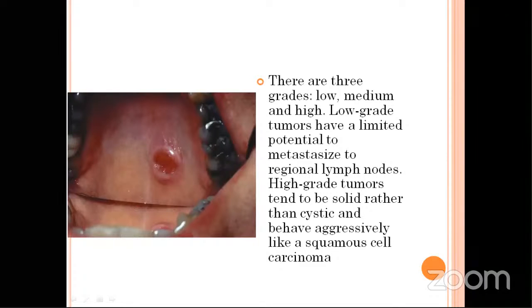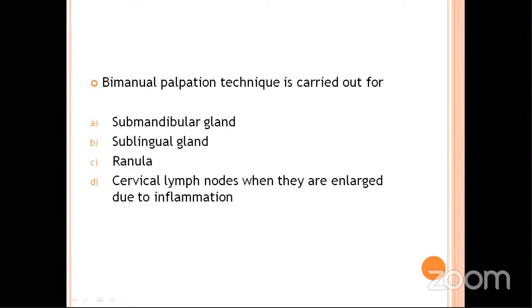So the high grade form will behave like a squamous cell carcinoma itself, like an ulceroproliferative growth. Bimanual palpation, palpating with two hands, is carried out for which salivary gland? It is actually the submandibular salivary gland.